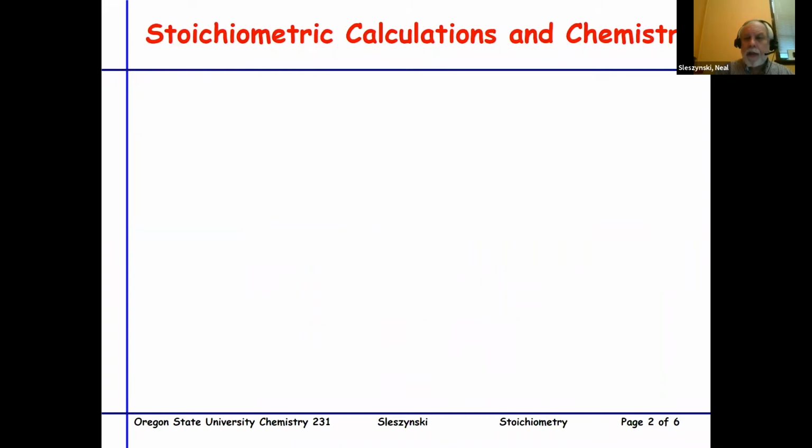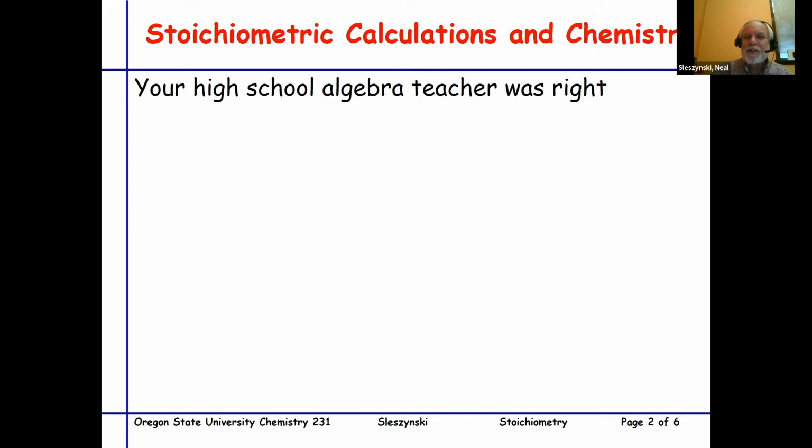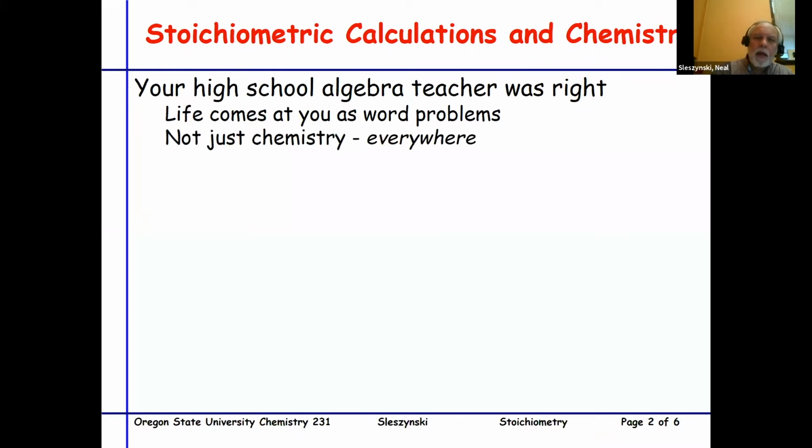Well, let's see how that type of philosophy applies to the stoichiometric calculations that we need in chemistry. Well, the first thing we all need to acknowledge is your high school algebra teacher was correct. Life comes at you as word problems. We've just seen that with the previous example. And it's not just chemistry, but it's everywhere.